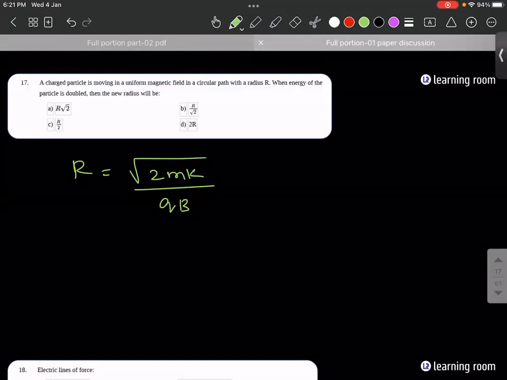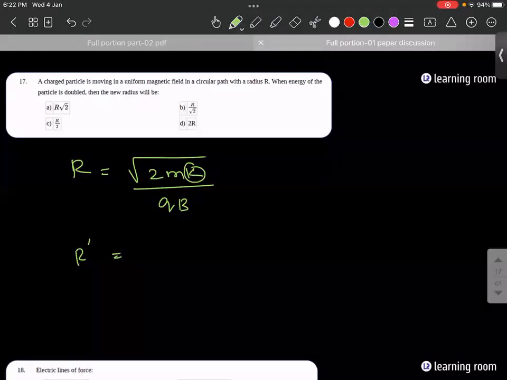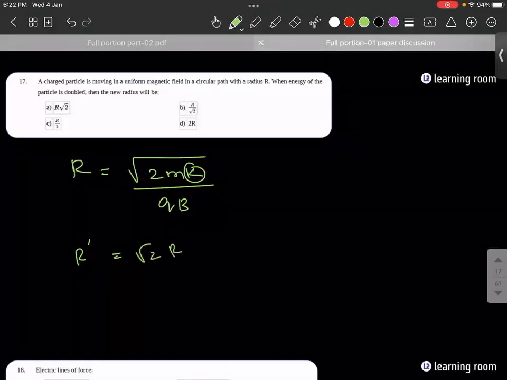So r dash will be equal to how much? When the value of energy is doubled, it will become root 2 times r. So the answer should be A.